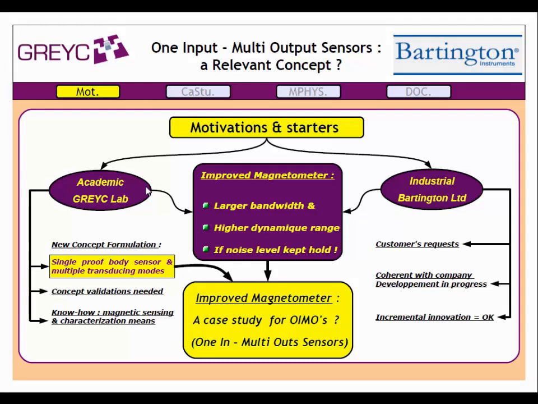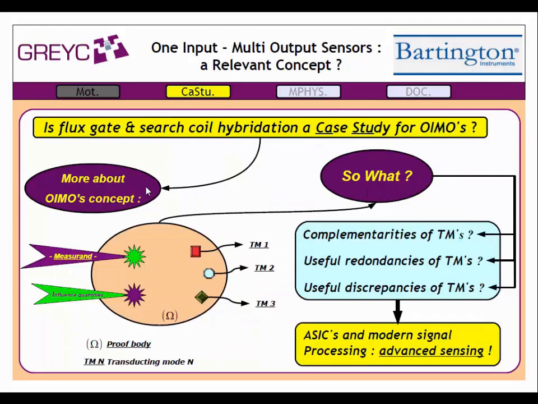A magnetometer is an instrument which makes good use of three magnetic sensors. Okay, and we want to improve the state of the art of these magnetometers by using this concept. So we have a quantity at the input, but we will use many transducing modes in order to have extended outputs. So this is the principle of what I call OIMOS.